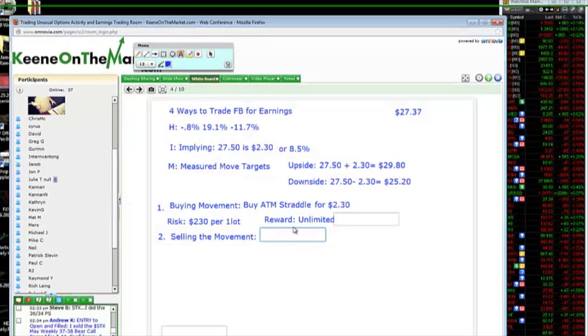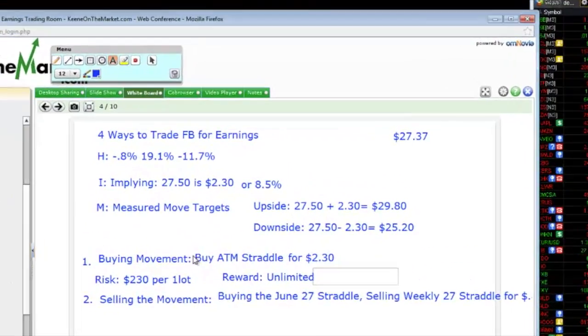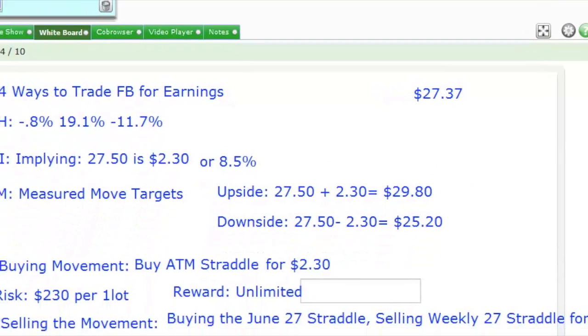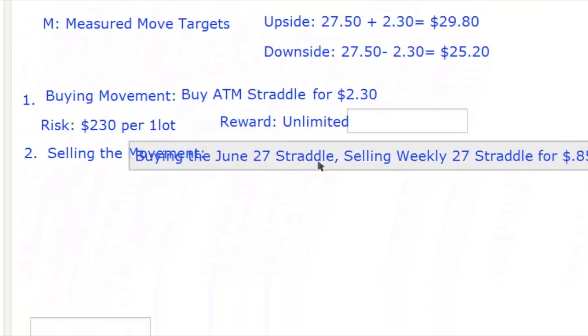So my trade is buying the June 27 straddle and selling the weekly 27 straddle for 85 cents. I'm bidding this in the spread book.